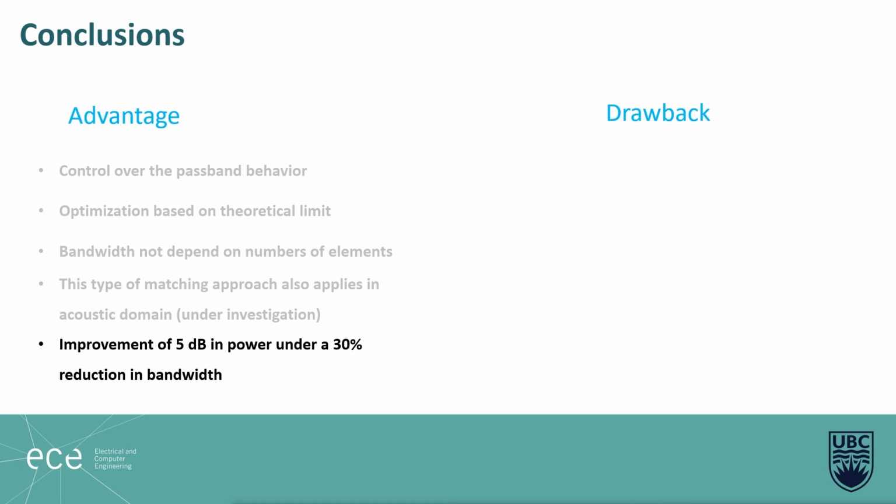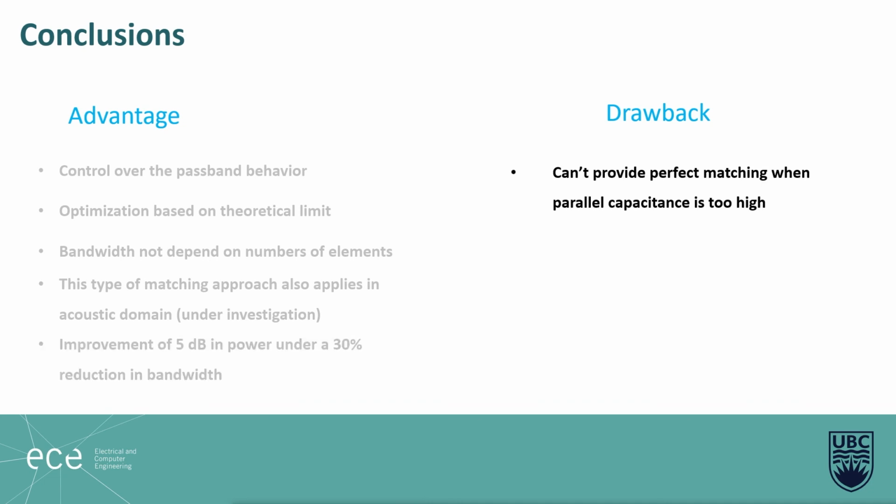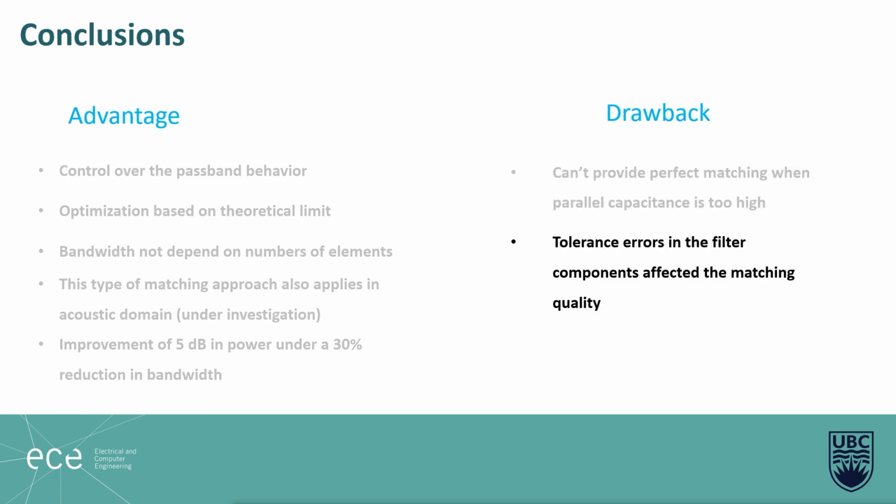For the particular circuit we tested in our experiment, we achieved a 5 dB increase in power and a reduction of 30% in bandwidth. However, one of the drawbacks is that we cannot produce a perfect matching solution when parallel capacitance is too high. Since we are not targeting a perfect matching, this turns out not to be an issue. Also, the quality of the matching is affected by the components' tolerance errors. This dependency is under investigation by our group. Overall, this structured optimization algorithm demonstrates the ability to greatly improve the acoustic power of the CMUT with a reasonable compromise to its intrinsic wider bandwidth.